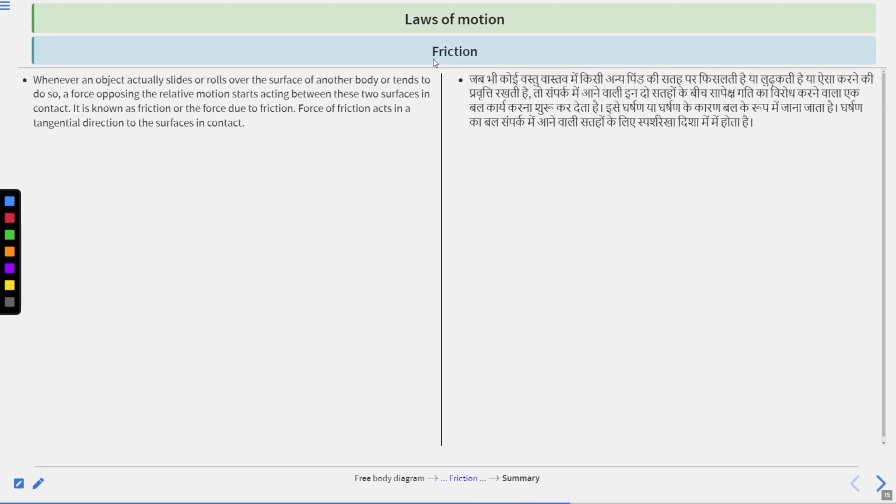Next is friction. Whenever an object actually slides or rolls over the surface of another body or tends to do so, a force opposing the relative motion starts acting between these two surfaces in contact. It is known as friction or the force due to friction. Force of friction acts in a tangential direction to the surface in contact. Clear? So this is the definition of friction.